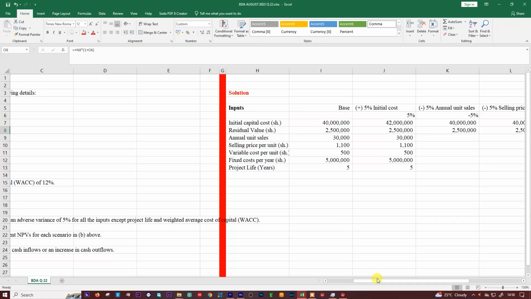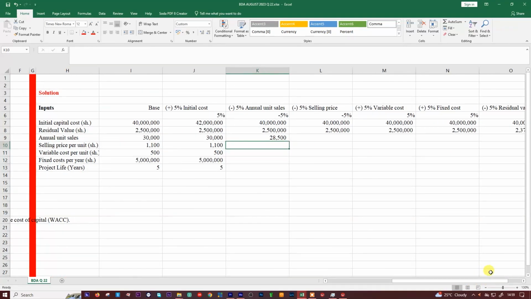We proceed on to discuss the next item, the annual unit sales. The annual unit sales will affect what? Will affect this component right over here, this column over here. So here we are saying it's going to decrease, so plus that one times, open the brackets, 1 plus that 5%, negative 5%, 28,500. But the rest remain the way they are. These other values remain the way they are. So 30,000.